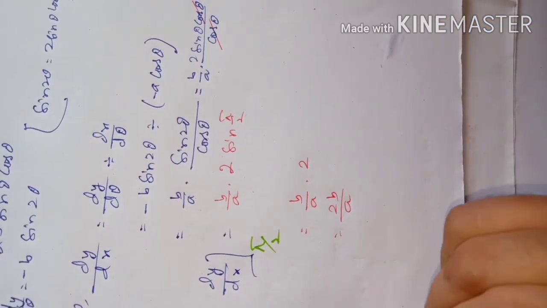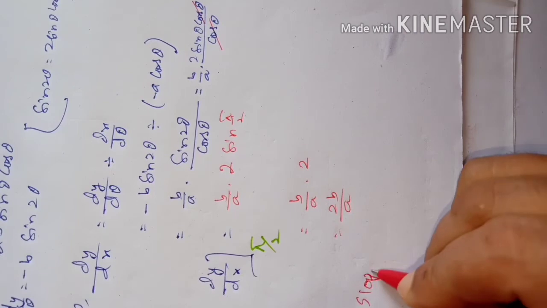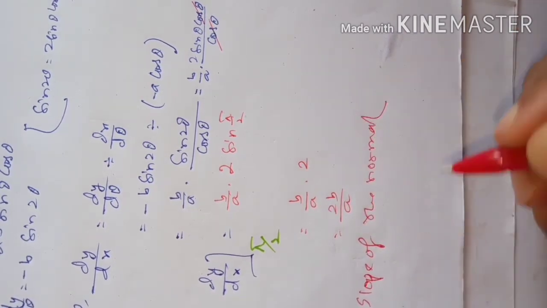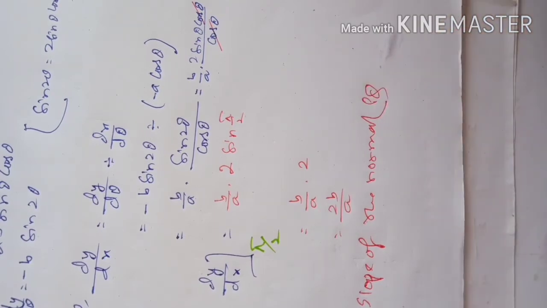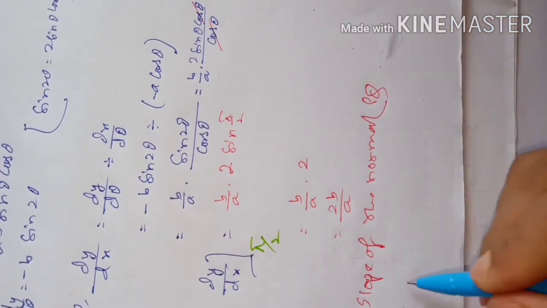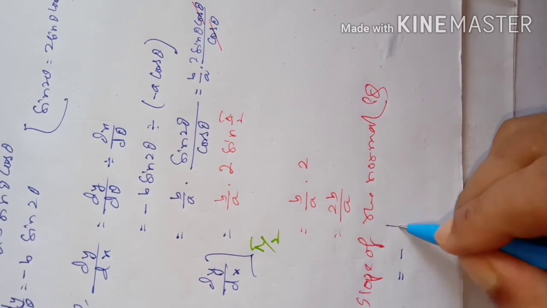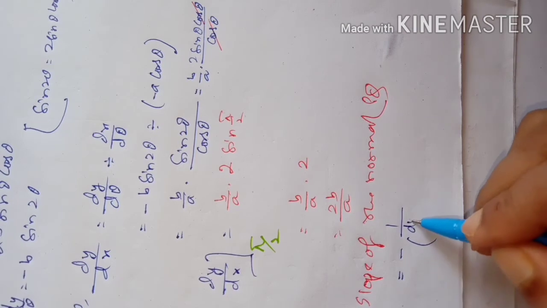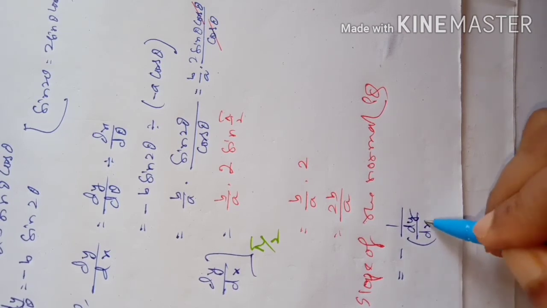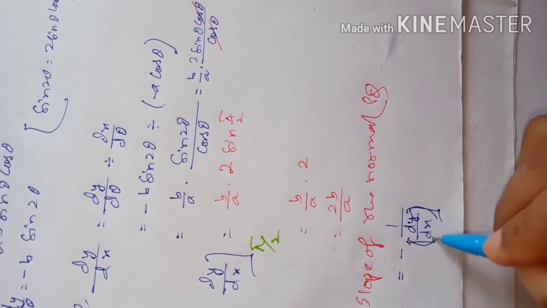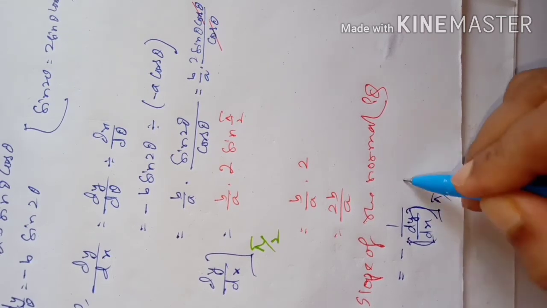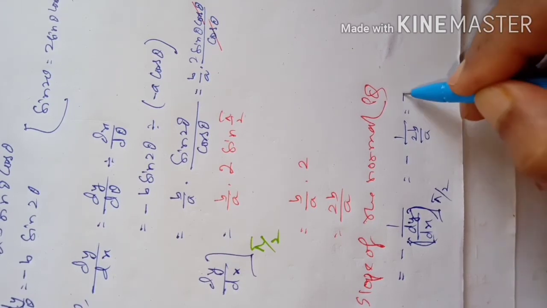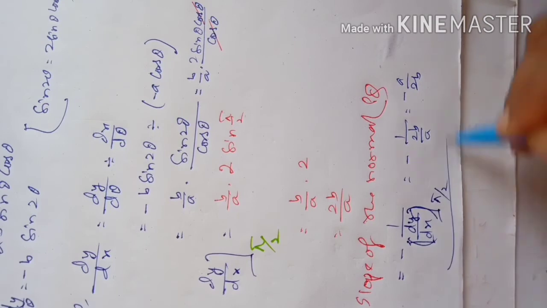Therefore the slope of the normal PQ is equal to the negative reciprocal of the slope of the tangent, dy by dx at pi by 2. That's equal to minus 1 by twice b by a, or you can say minus a by 2b. This is our answer. Okay, dear students.